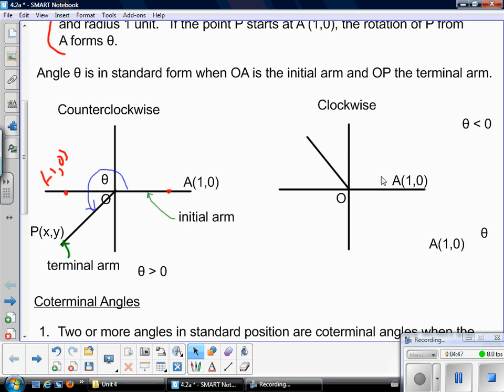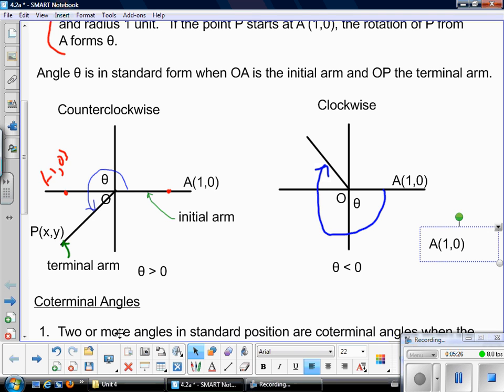Now we can also go clockwise because we could take the initial arm and go the opposite direction. As long as I'm starting at OA and go this way, what we create is a theta as well that's in standard position. However, what's happening here is now theta, we define it as being a negative value. So when I go counterclockwise, it is positive. When I go clockwise, it is negative. Okay, so just some defining things there for us.